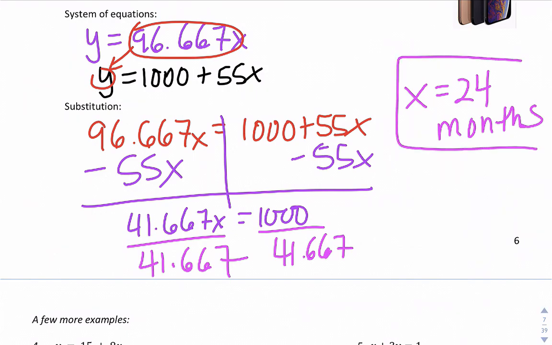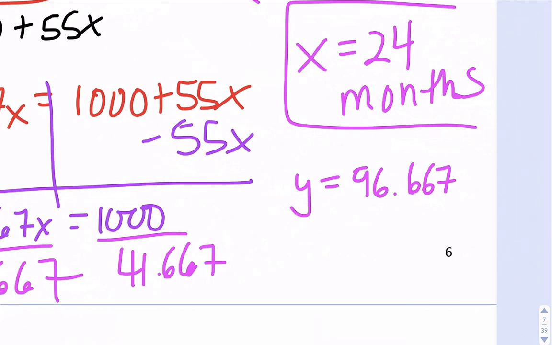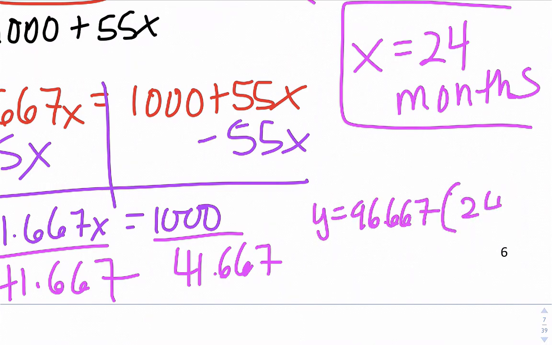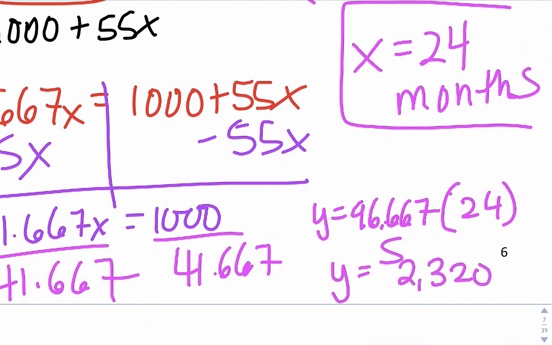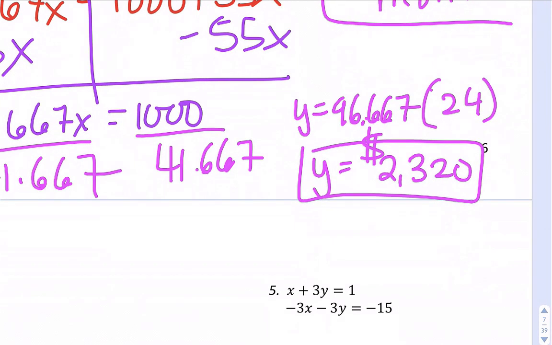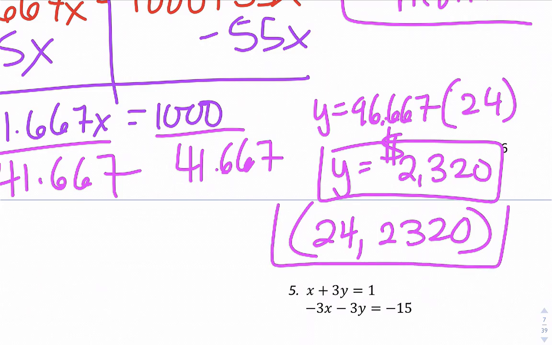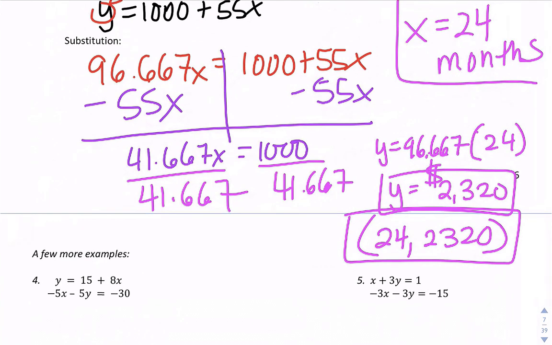All right, so we still need the cost at 24 months. So you can plug into either equation. I'll just plug into the top one because it's shorter. So we have y equals 96.667 times 24. And we get the cost, which is $2,320. So at 24 months, 2 years, the cost will be $2,320. So we can write that as an ordered pair. That looks like this. All right, let's try a few more substitutions.